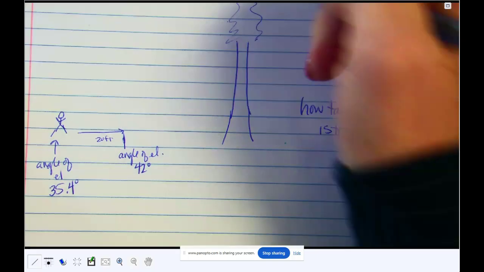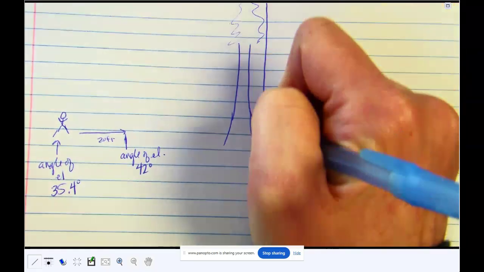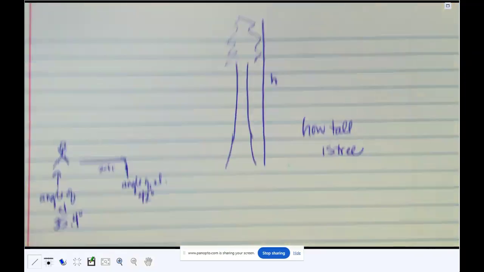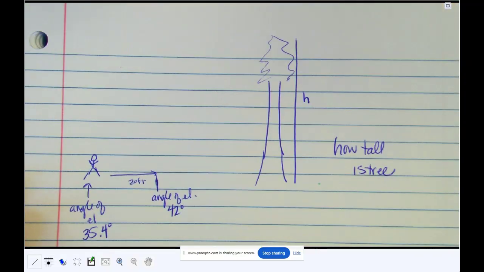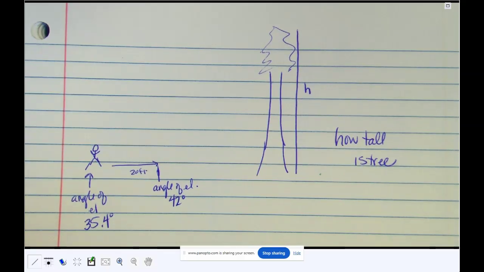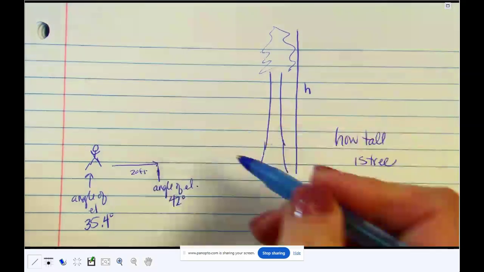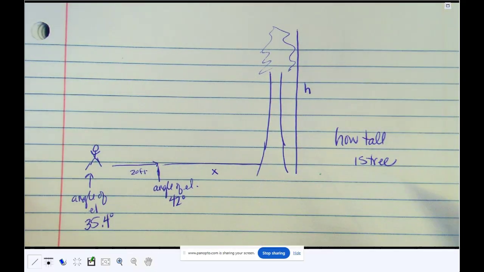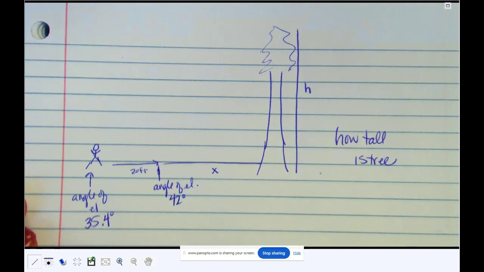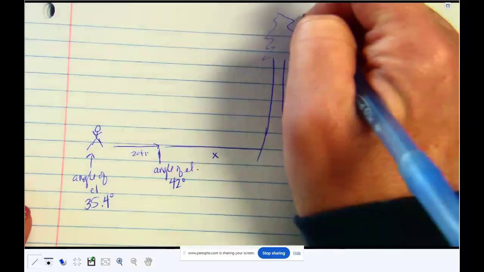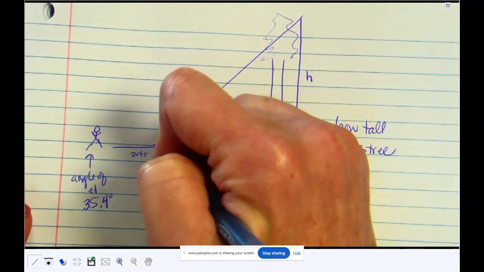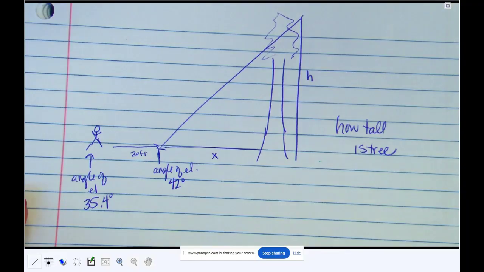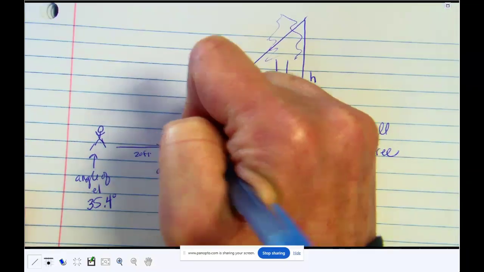Okay? So we're going to go, how tall is the tree? We're going to call that H for height. That's what I want to know. And this whole side, which I also need to know, I'm going to call this X. Well, hold on. So I've got two triangles here. There's the first triangle, and I know his angle of elevation is 42 degrees.